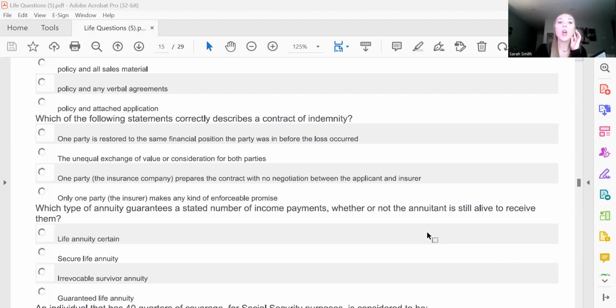And your answer is A. One party is restored to the same financial position the party was in before the loss occurred. And I know we've done indemnity before in previous videos. Indemnity literally is the definition of insurance, right? We're restoring the party that had a loss to the same position that it was in before that loss occurred.